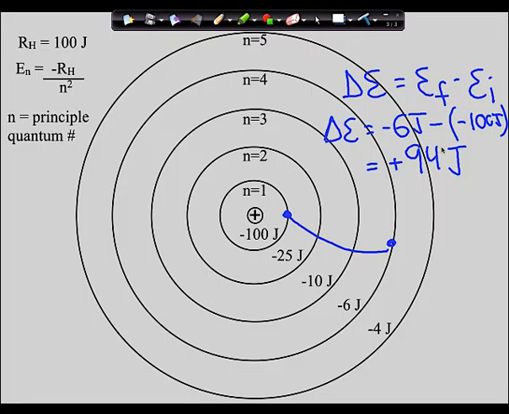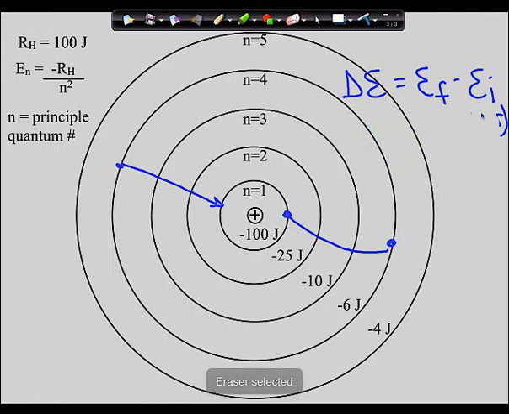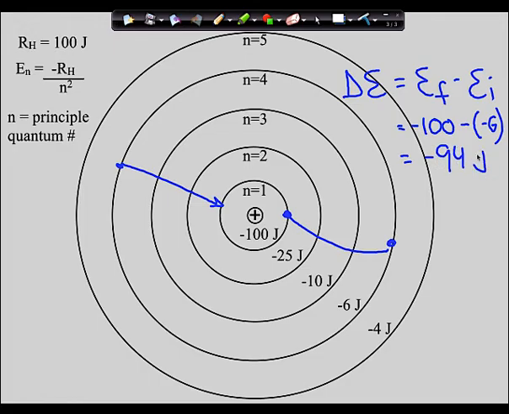Now, guys, what if we took that same electron and went from 4 to 1? How much energy is going to come out? Also 94 joules, but now what would the math look like? Well, the math would now be the opposite. Our final position is negative 100. Our initial position is negative 6. And now this is negative 94 joules. And the negative tells us it's been radiated.